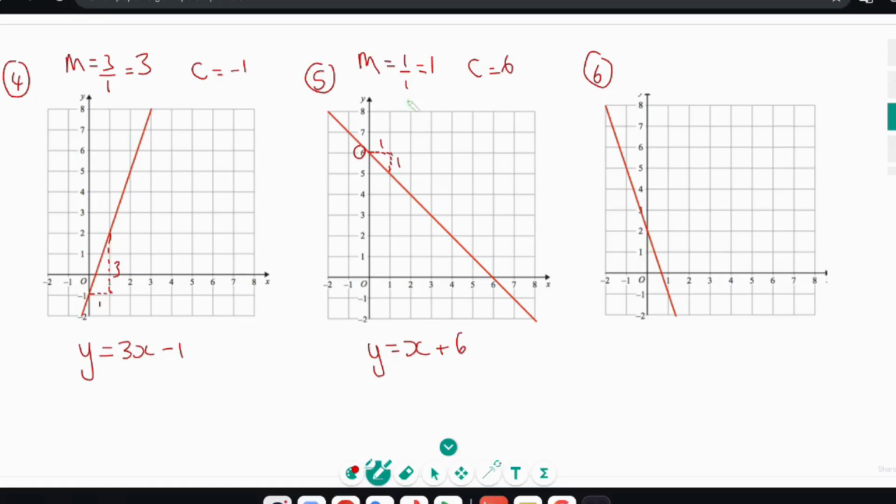Oh no. Hopefully you notice this, it's sloping downhill, so it should be minus here. So minus x or minus 1x. Same with question 6. Sloping downhill. So y equals minus 3x plus 2.